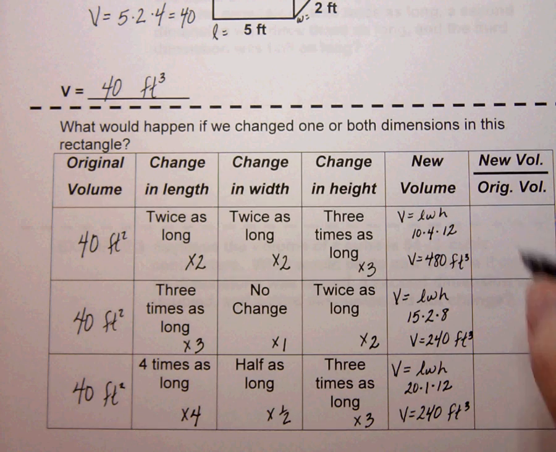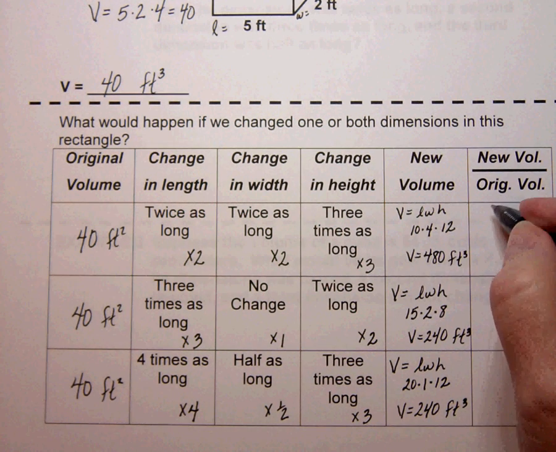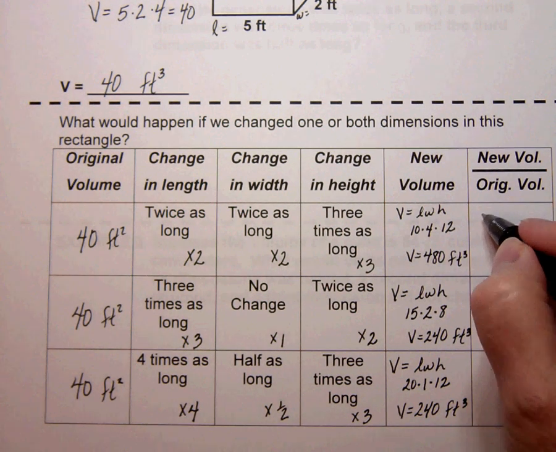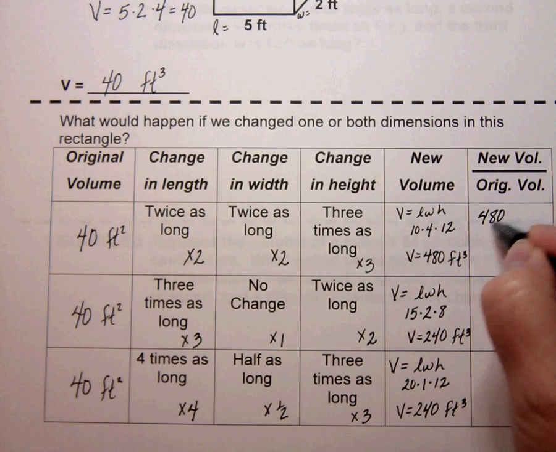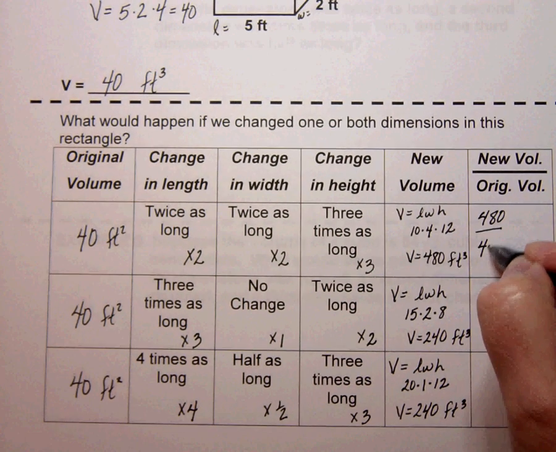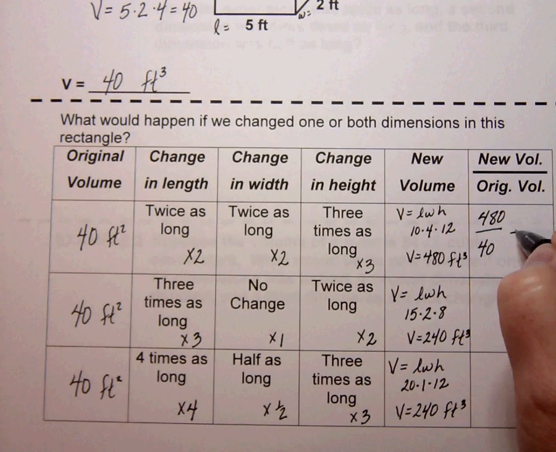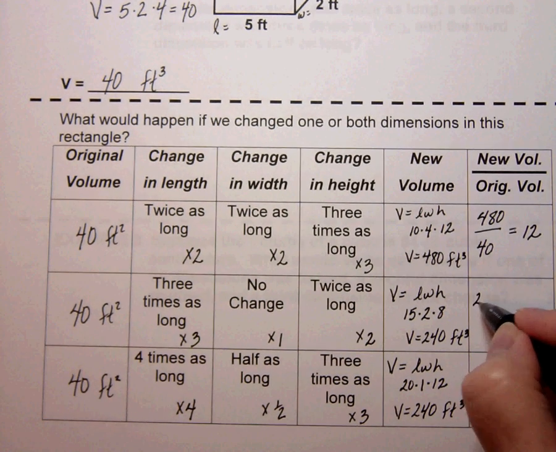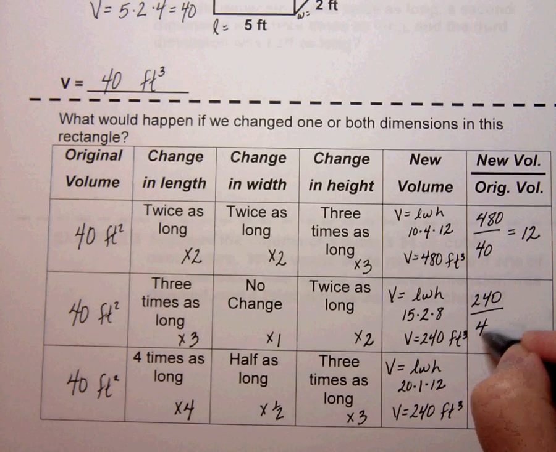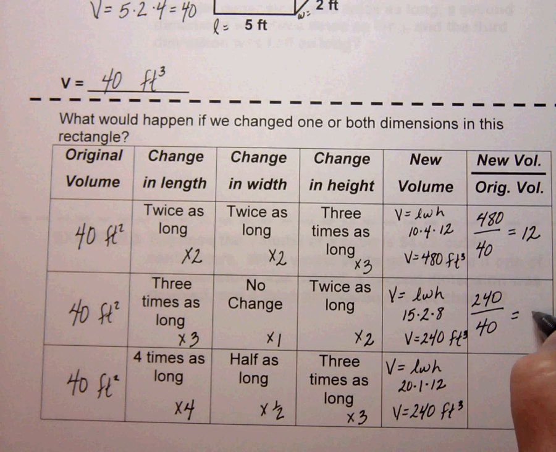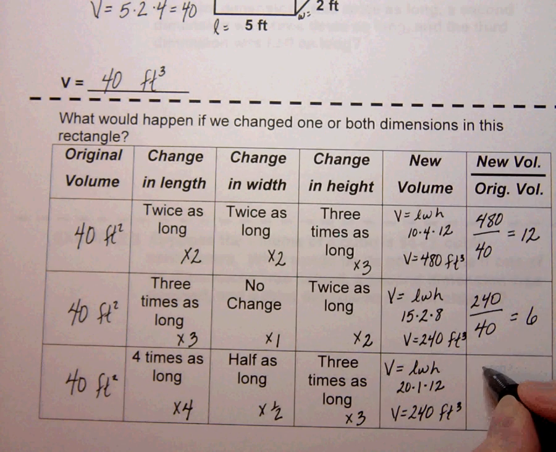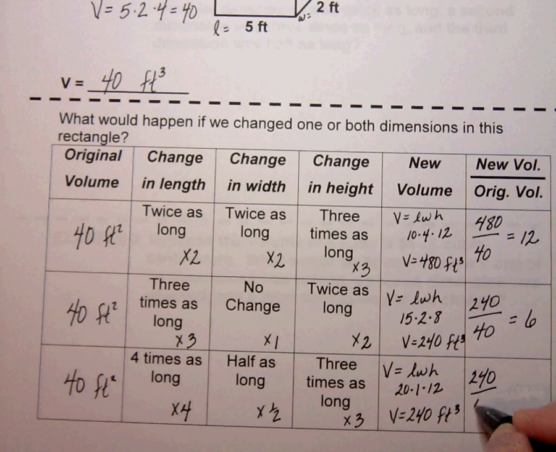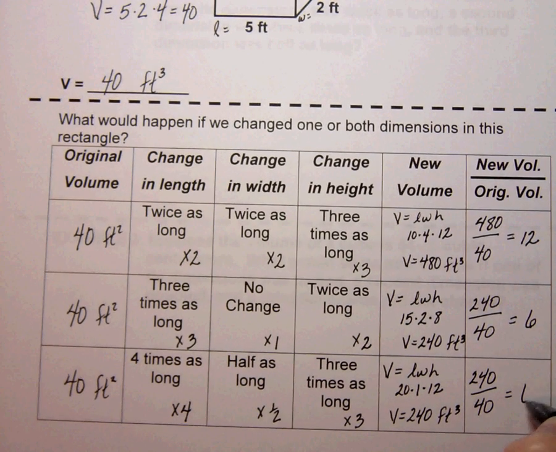Okay, we're going to notice a pattern here. We've done this before with area, but let's look at this one. The new volume is 480. If we divide that by our original, 480 divided by 40 is going to give you 12. On this one, your new is 240. Your original was 40. And 240 divided by 40 is 6. On the last one that was changed, it's 240 divided by 40. That's going to also be 6.